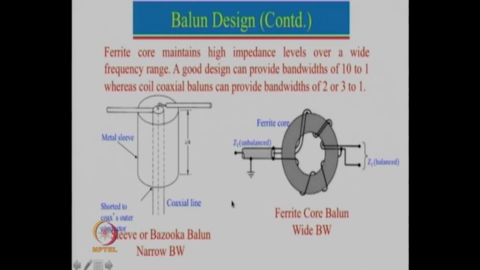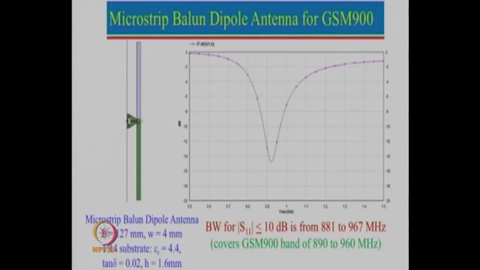So, that is why many a times people prefer to use a monopole antenna instead of a dipole antenna. In a monopole antenna, we require only a single feed, and the ground plane will act as the ground. However, we will actually talk about one very simple way to design a microstrip balun.